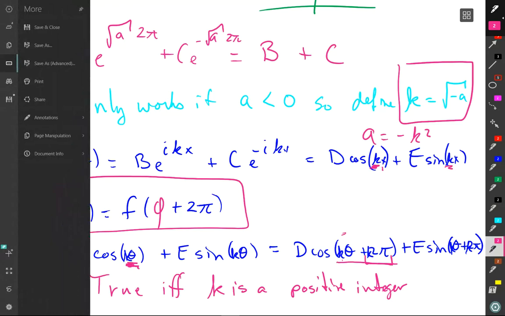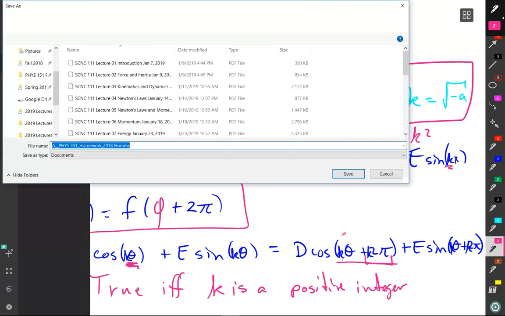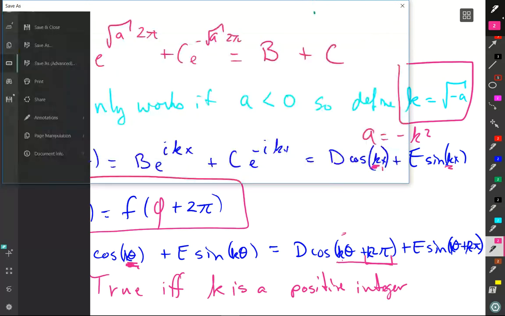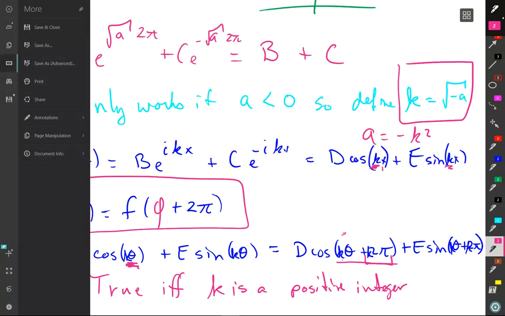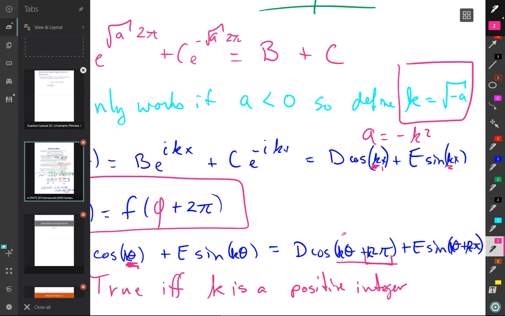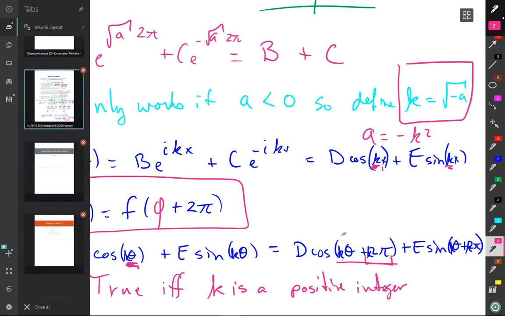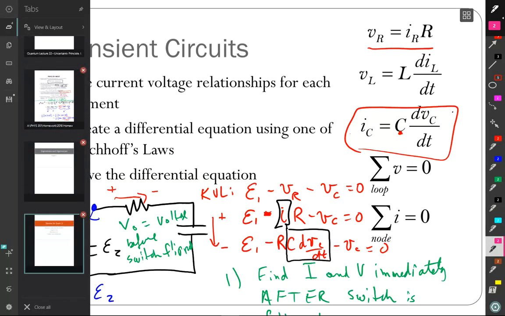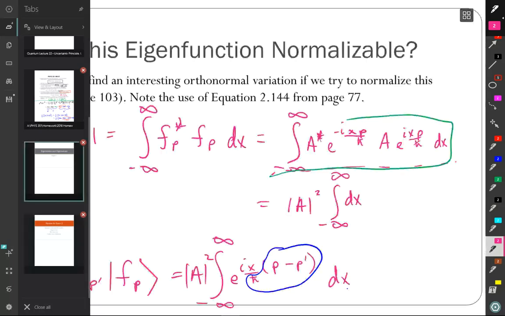All right, let's change to, oh, I just saved that. Well, no, I didn't save it. I don't want to save that. I want to go to today's lecture, which I think is this one. No, it must be this one. Oh, goodness.